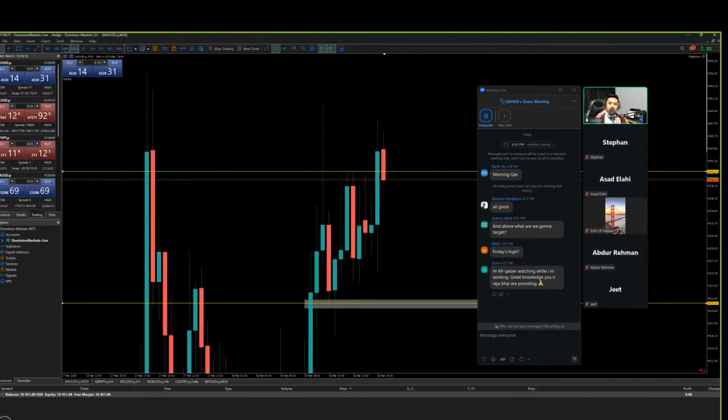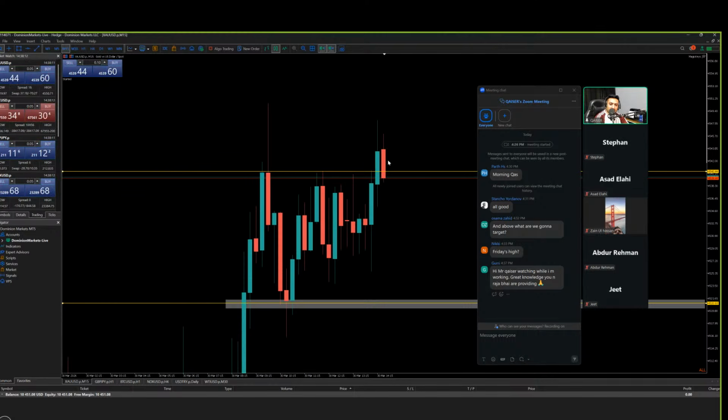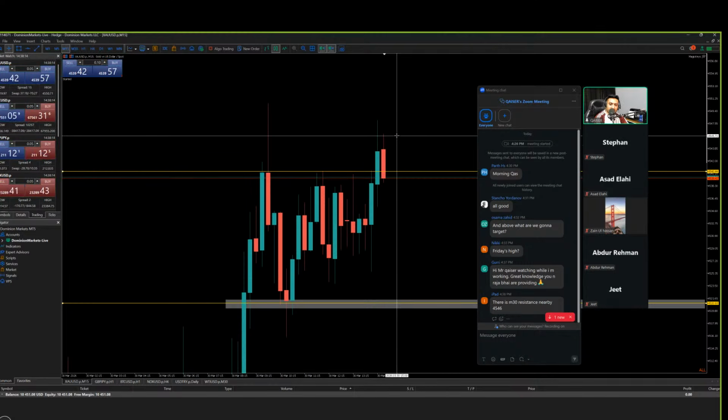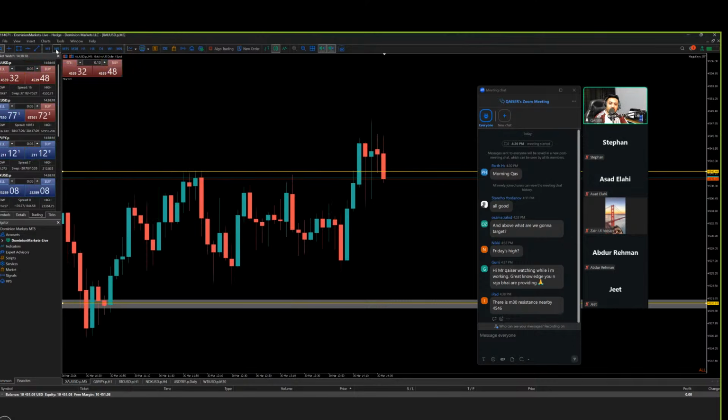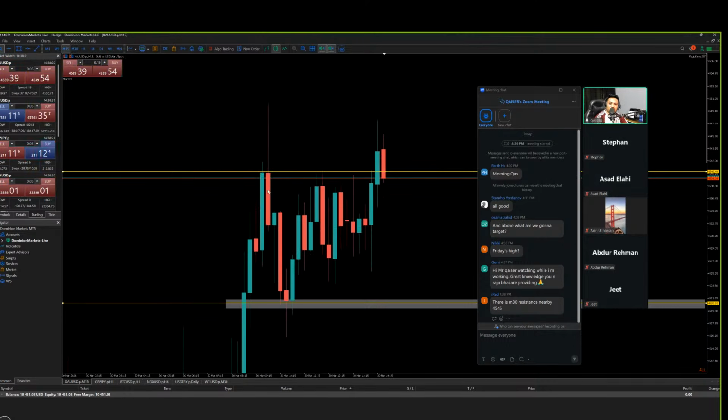Wow, look at the way it is pushing to the downside right now. I was waiting for the candle to break its own high, but it just stopped there. It didn't break above the high. It's pushing to the downside right now.